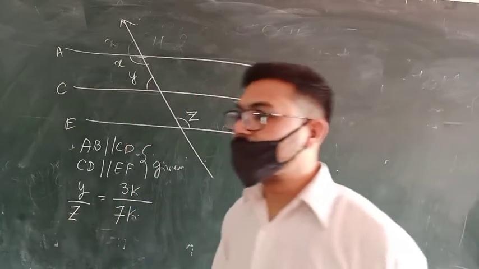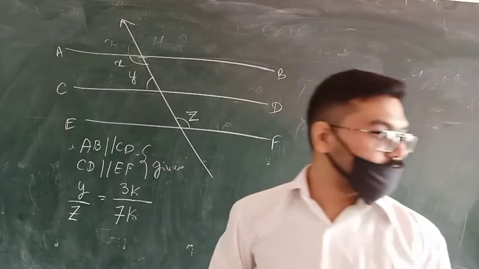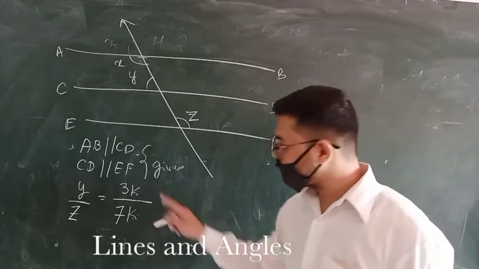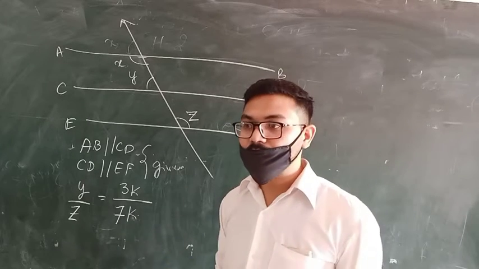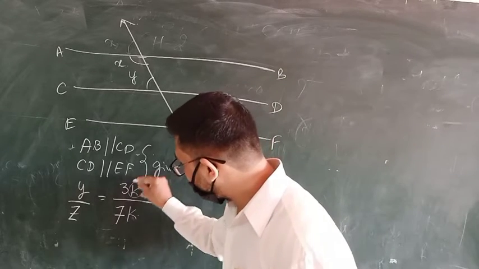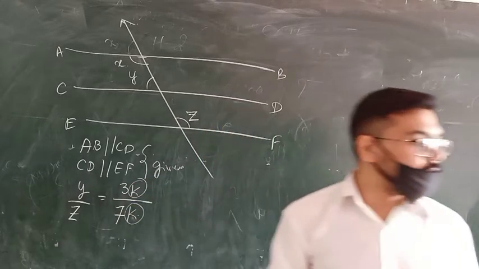Why am I not saying X? The reason is X is in the question. You need to calculate the value of X. That's why you cannot multiply X with 3 and 7. Okay, this is the problem. So it's better to multiply K with both these values, 3 and 7.